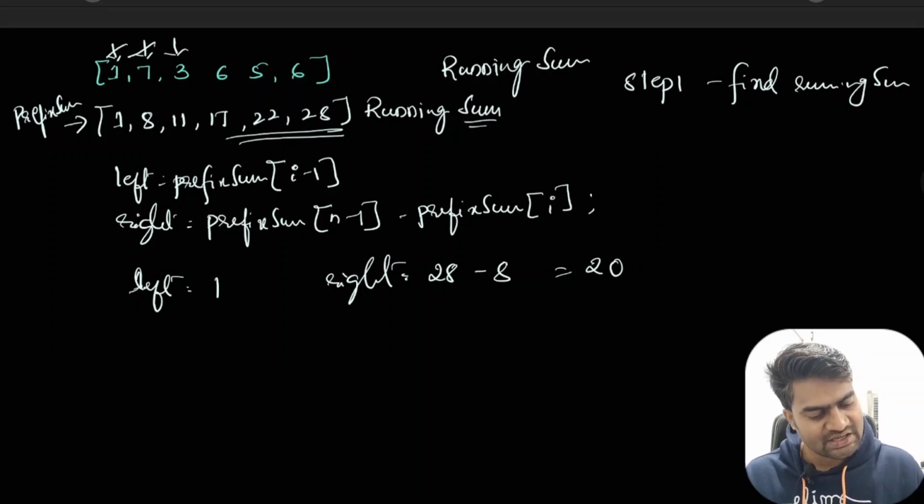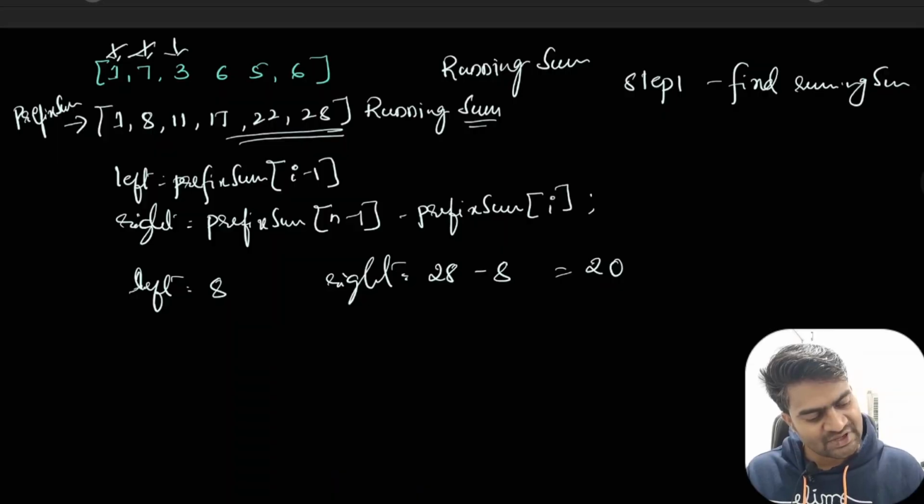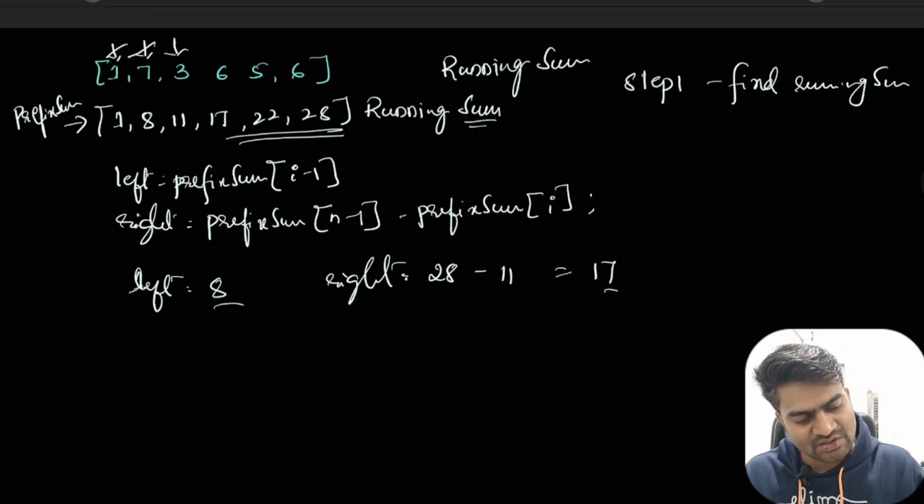Now if you see, its prefix sum is 8, correct, right? So what I will do, I will take my left as its prefix sum, which is 8. Now our right will be 28 minus 11, which is going to be 17. So these values are not equal, so this is not our pivot.